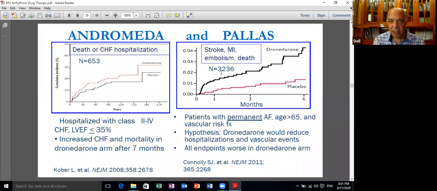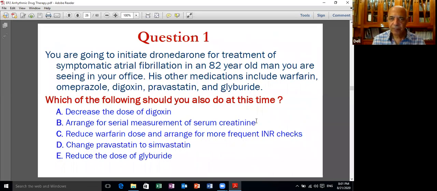And the PALLAS trial revealed that patients with permanent atrial fibrillation get more stroke, myocardial infarction, embolism, and death. So again, it's not indicated in patients with permanent atrial fibrillation. So dronedarone has a lot of caveats in its use, although it's highly efficient as a drug to maintain sinus rhythm in patients with atrial fibrillation. Now, realizing that, we go to the first question.